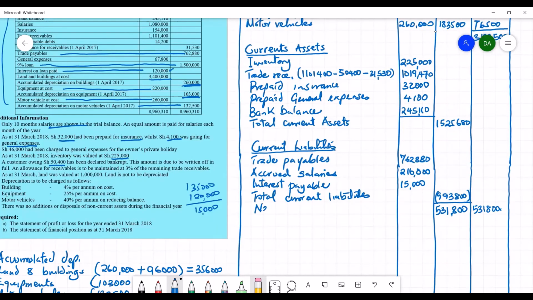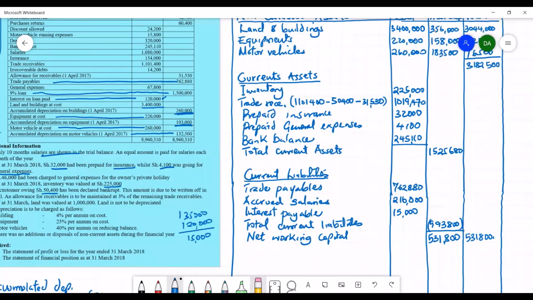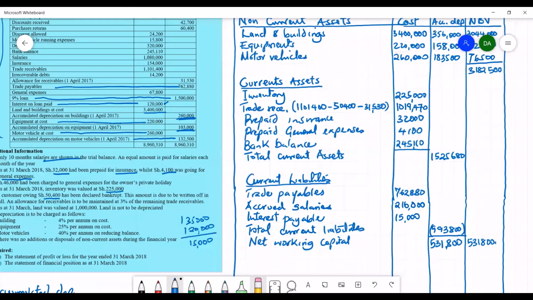Net working capital, which we need to add to the non-current assets. So net working capital, we are adding to the total for non-current assets, which is up there, so that we get a total of 3,714,300.